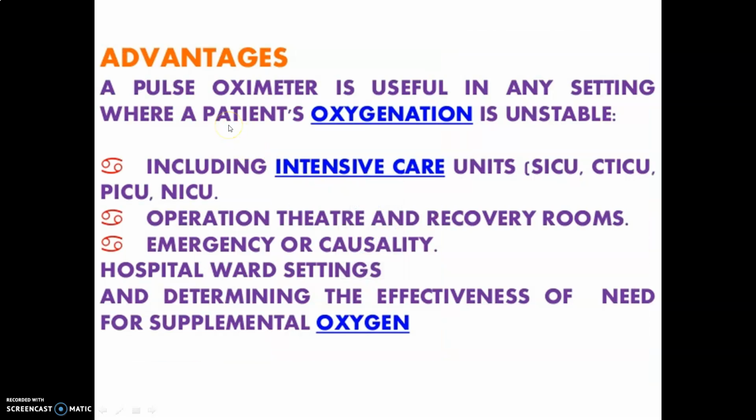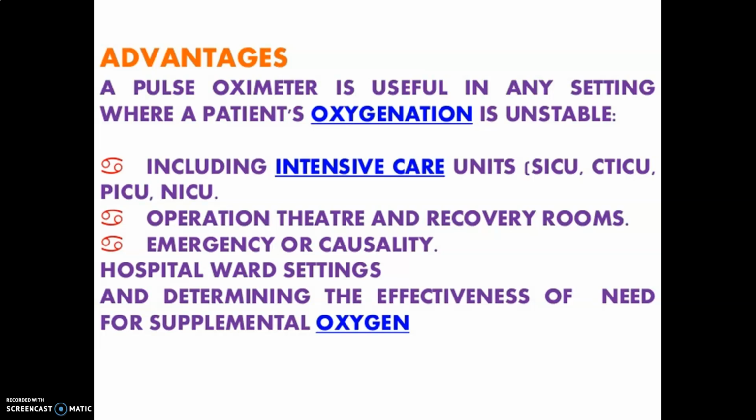So, what are the advantages? Yes, various advantages are available, which we will check. A pulse oximeter is useful in any setting where a patient's oxygenation is unstable. Of course, if a patient is suffocating and not able to breathe properly, a pulse oximeter is one of the devices which gives you an instant record of the oxygenation level in the patient, whether they have enough oxygen saturation in their body or not.